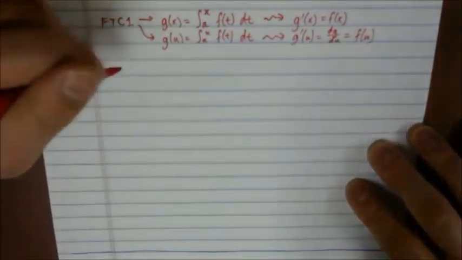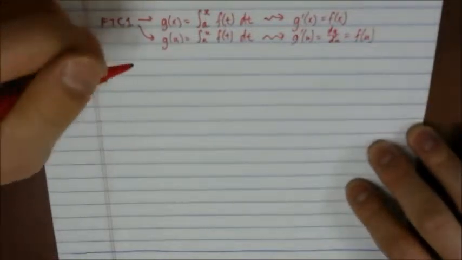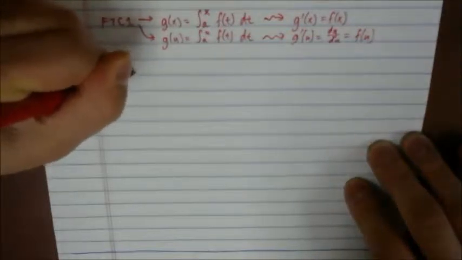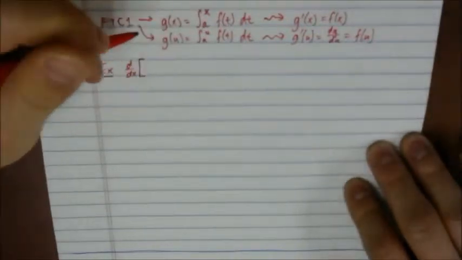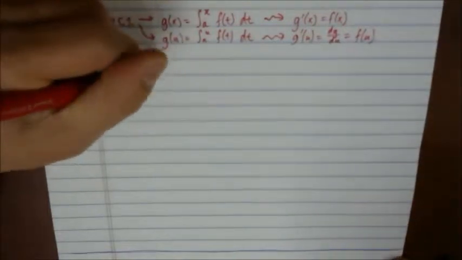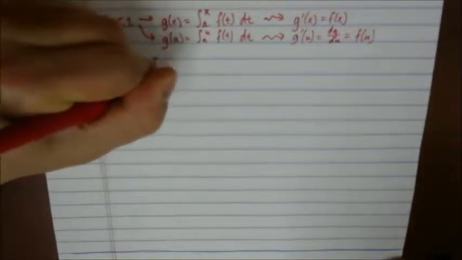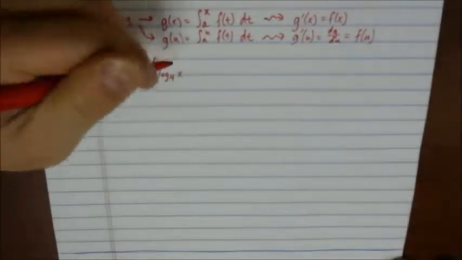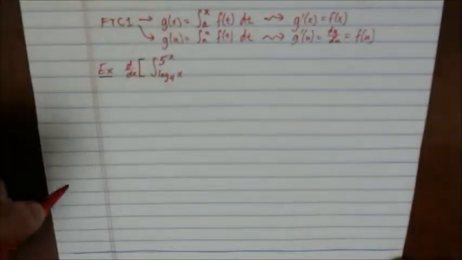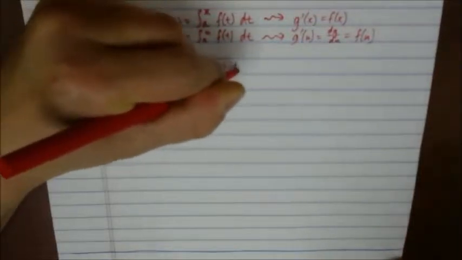The example I want to look at right now is, let's take the derivative with respect to x of this. So here's a function of x, and this function is going to be the integral from log base 4 of x, and the upper endpoint of the integral is 5 to the x, and the integrand here is going to be sine of t dt.